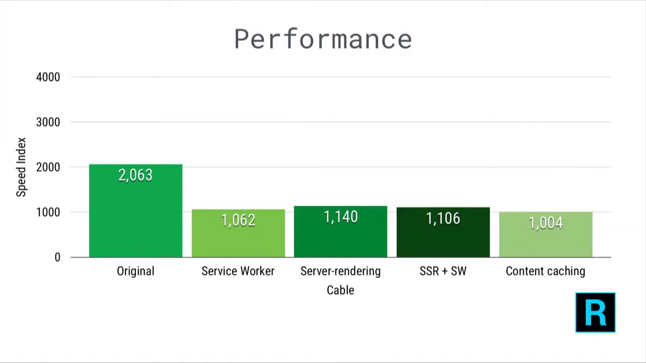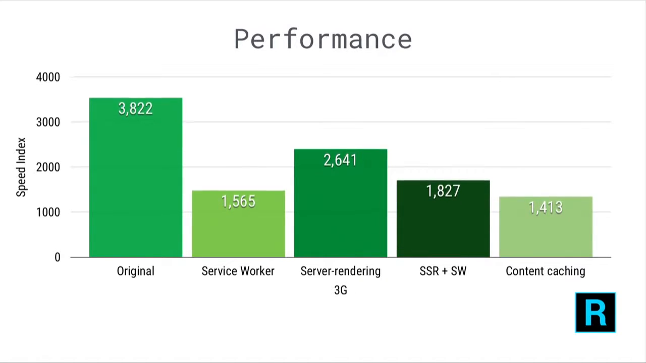Now here's where we ended up. We started off in a place where on cable, we had a speed index of 2063. And by the time we'd added Service Worker and server-side rendering, and we used all of these content caching techniques together, we got to a place where we had a speed index of almost 1,000, so close to perfect.